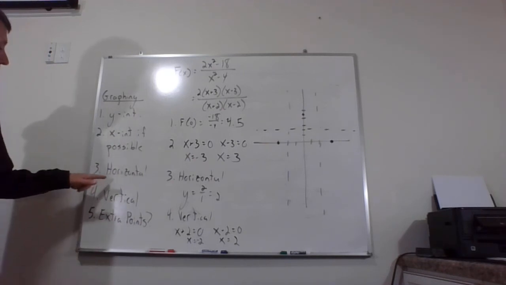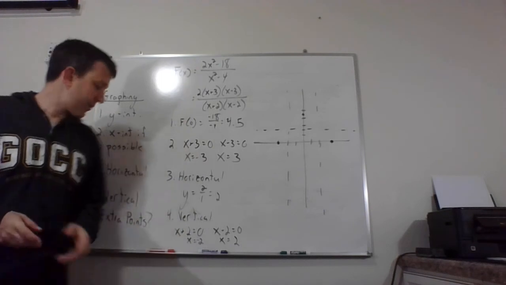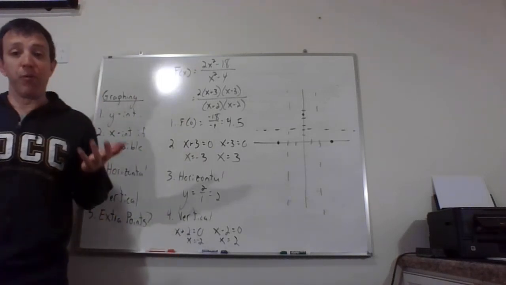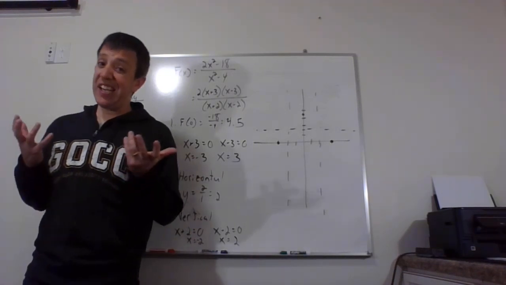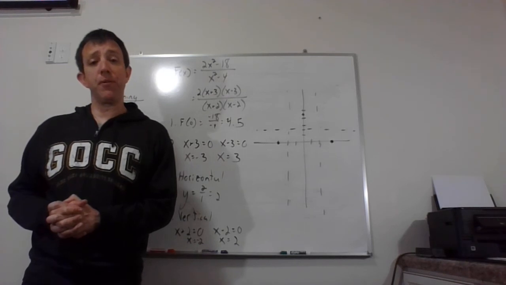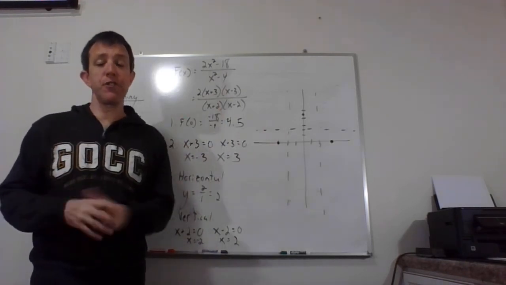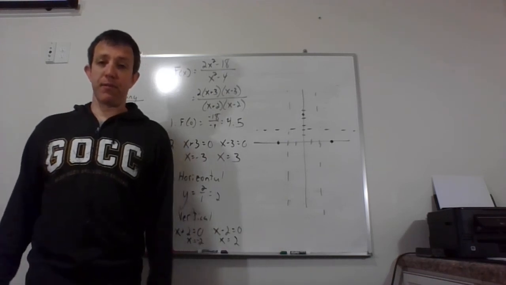3, we need horizontal asymptotes. 4, vertical asymptotes. And step 5 is extra points. Okay, so there we go. Now, what are extra points? Those are you saying, you know what? I have everything you told me I needed to have. I still don't know what this looks like. Let me throw some extra x values into the function, see what comes out, and see if I can figure out what this graph looks like.